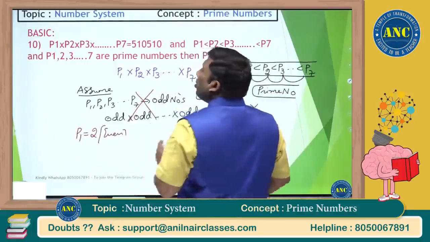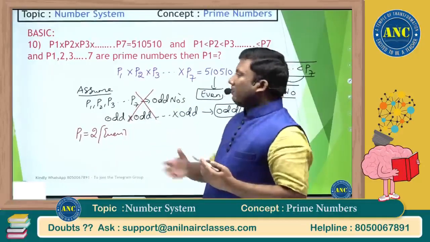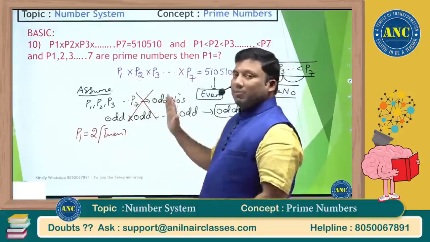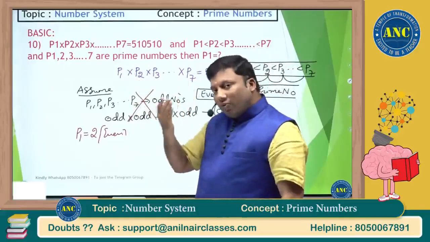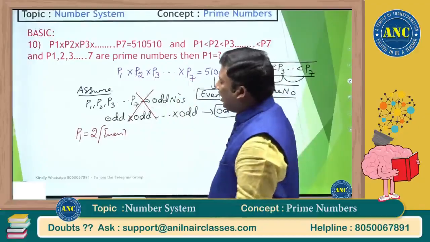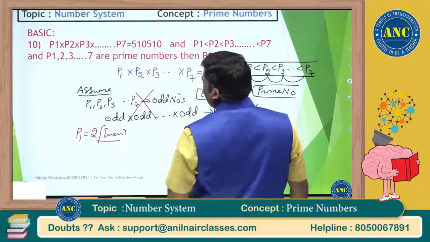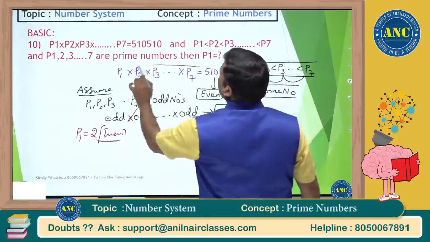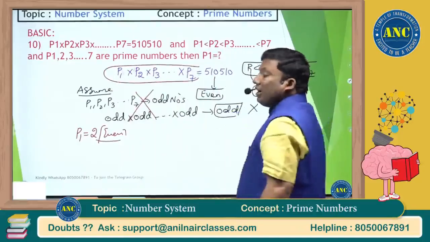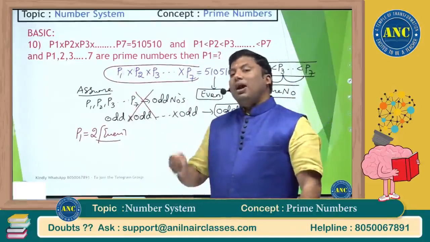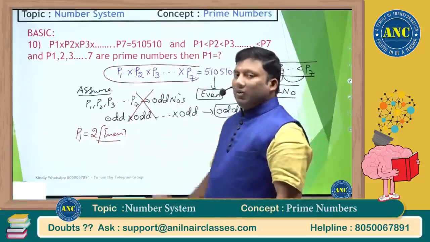There cannot be 2 even numbers which are prime. All are distinct prime numbers. There is only one even number which is a prime number. So P1 is 2. One among them has to be an even number. What is the smallest prime number and even number? P1 will be equivalent to 2.